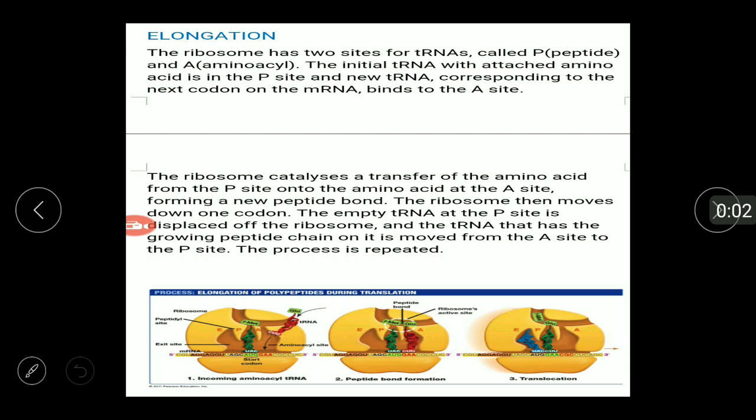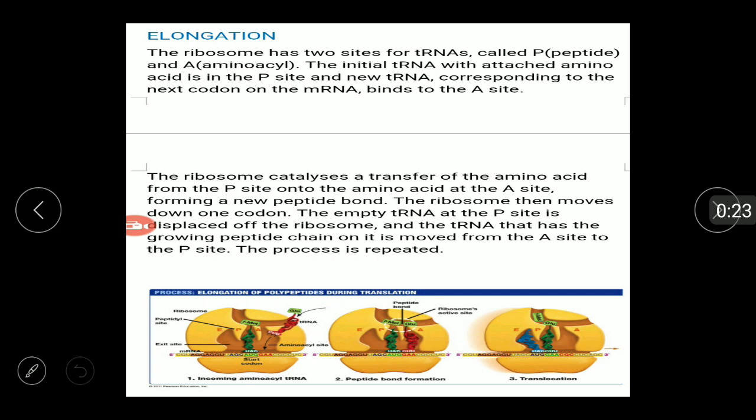Hi friends, in this video we are going to discuss the elongation process of translation. In the previous video we discussed the initiation process, the central dogma of molecular biology, and the replication, transcription and translation processes. In this video we are going to discuss elongation in the translation process.